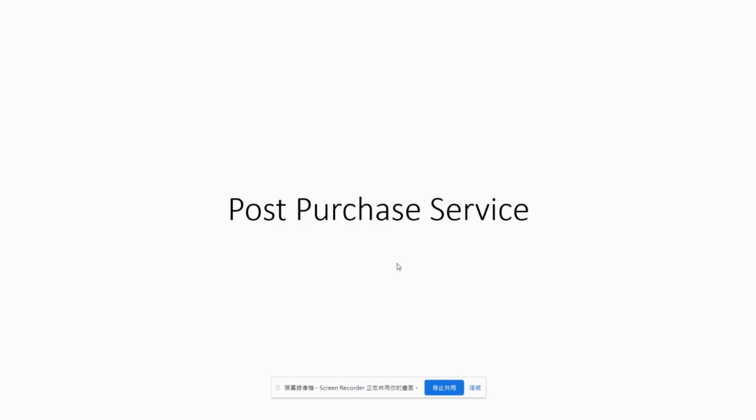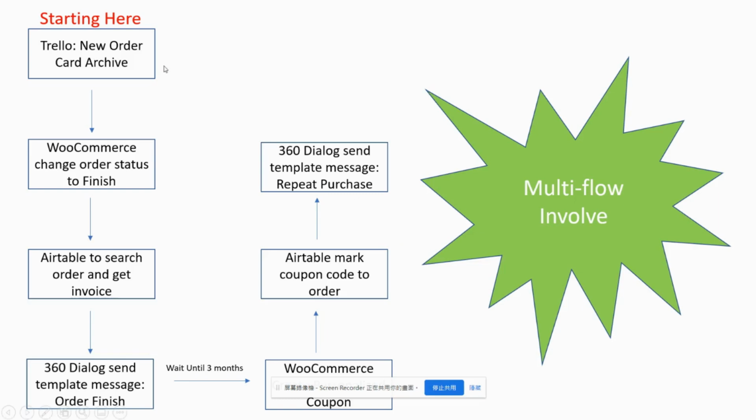It is the post purchase service. Okay, let us start here. When everything is finished for an order, after receiving the payment or after we already ship out the goods to the customer, I will archive the new order. You can see in the previous step I made every order in the Furrow list called new order. So I find the respective order and archive it.